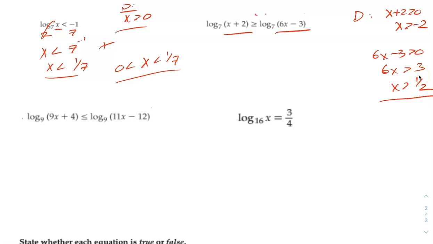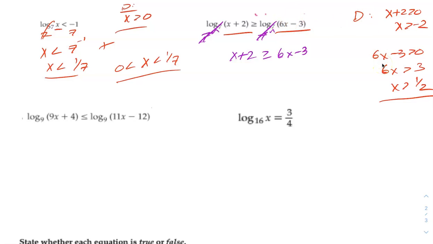Now let's solve it. Take the 7 of both sides to get rid of the base. These cancel out. X plus 2 is greater than or equal to 6x minus 3. Notice my domain here was always greater than. It doesn't matter what this sign is. Domain for logs is just greater than.